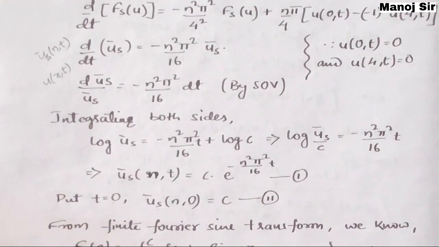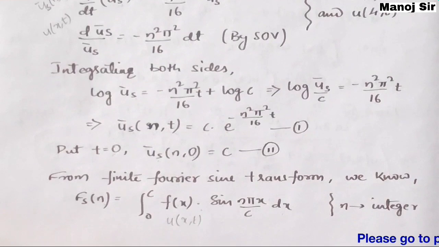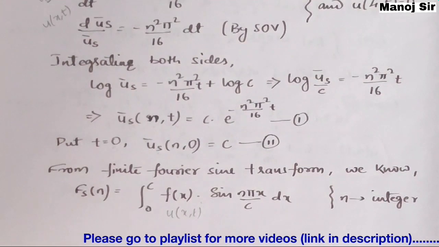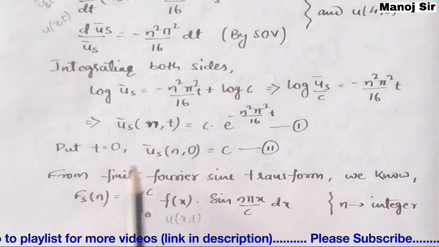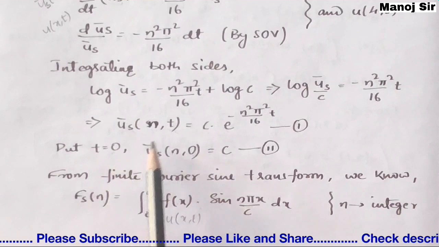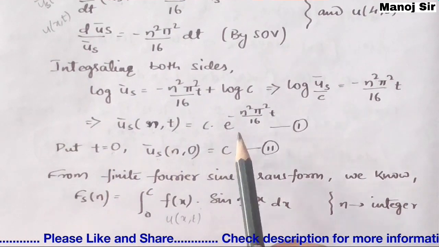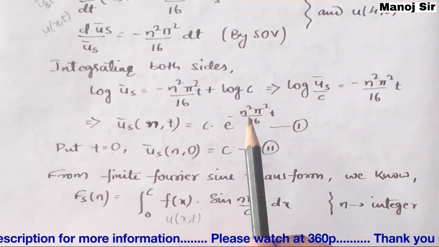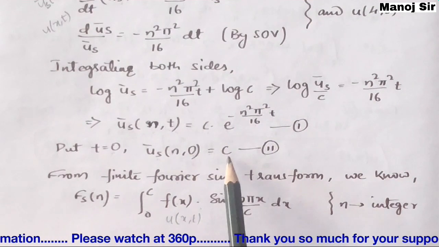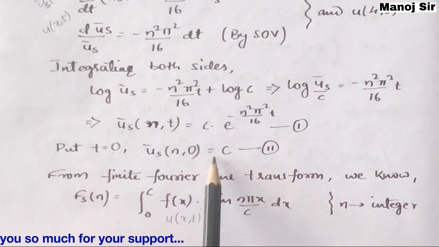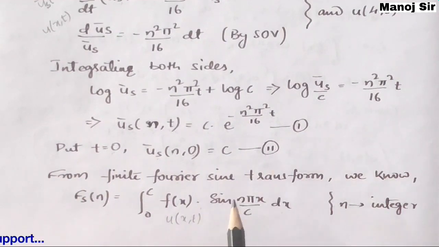Now we will put t equal to 0 in equation 1. If you put t equal to 0 in equation 1, what you will get? Yes, u bar of s n comma 0. We are putting t equal to 0, so this is n comma 0. And if you put 0 again, this is going to be 0, e to power 0 is how much? 1. So c into 1 will become c. So on putting t equal to 0, u bar of s n comma 0 will become c. Let's suppose this is my equation number 2.